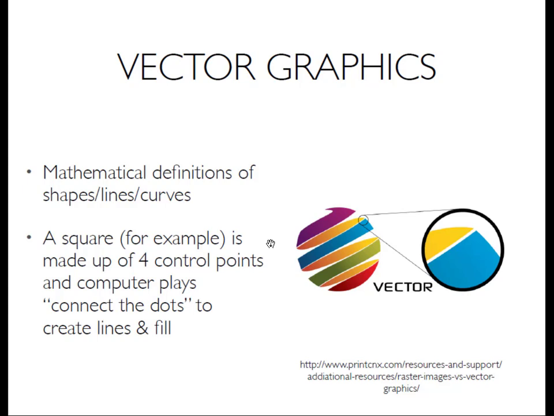That's all the software needs to know, is where basically the outlines of that shape are and what is the color of that shape. That is all it is. It's as simple as that, broken down into a nutshell. The difference is that you certainly can have complex vector graphics, but you just might have a multitude of various shapes and sizes and colors. So for example, as I just said, a square is made up of 4 control points, and a computer plays connect the dots to create lines and fill it in. So that's kind of vector graphics in a nutshell.